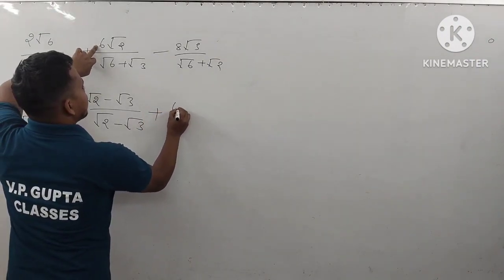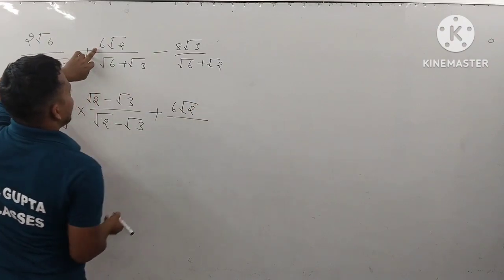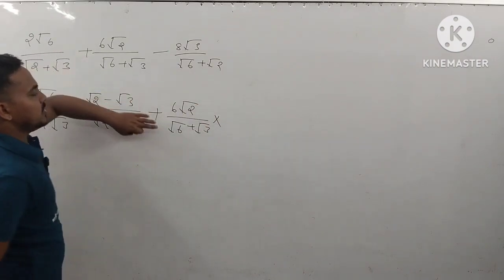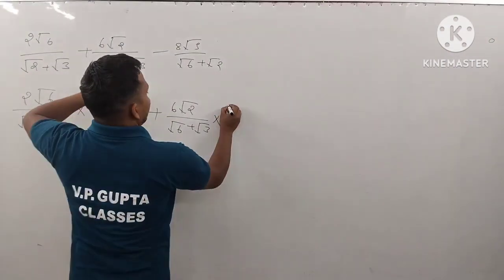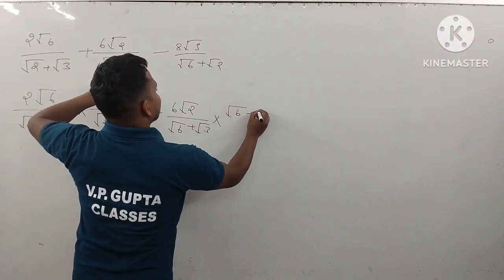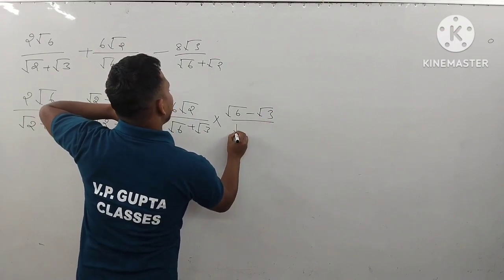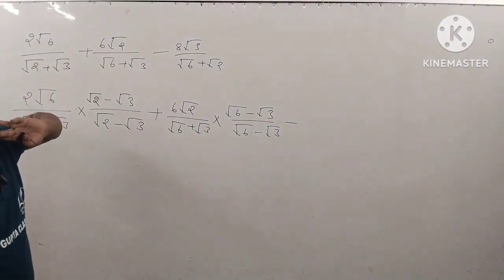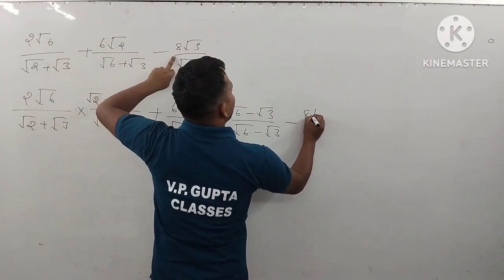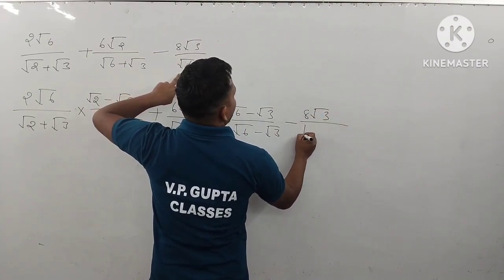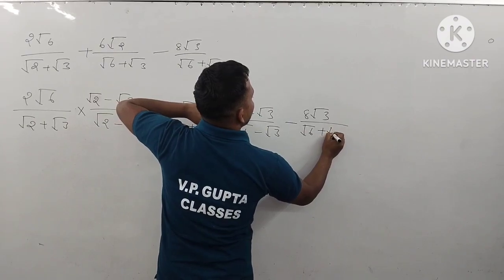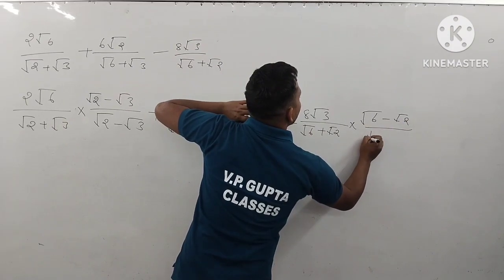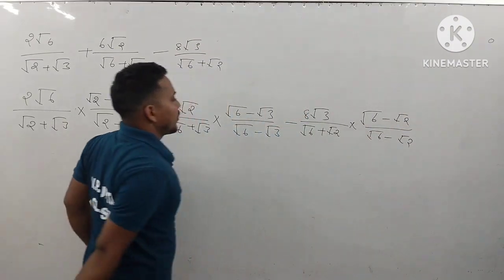6 root 2 divided by root 6 plus root 3, which also has to be rationalized by its rationalizing factor, root 6 minus root 3 divided by root 6 minus root 3, and here the sign is negative. And also we take 8 root 3 divided by under root 6 plus under root 2, and we multiply by under root 6 minus under root 2 divided by under root 6 minus under root 2.